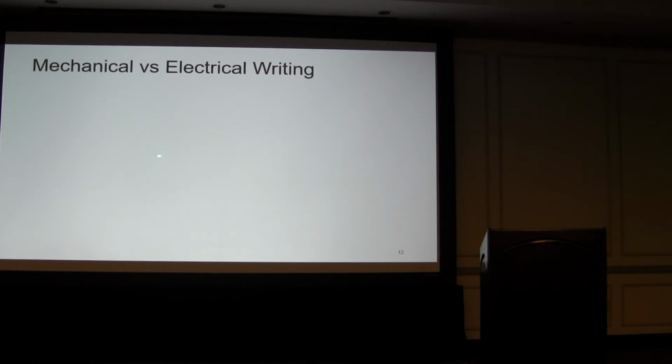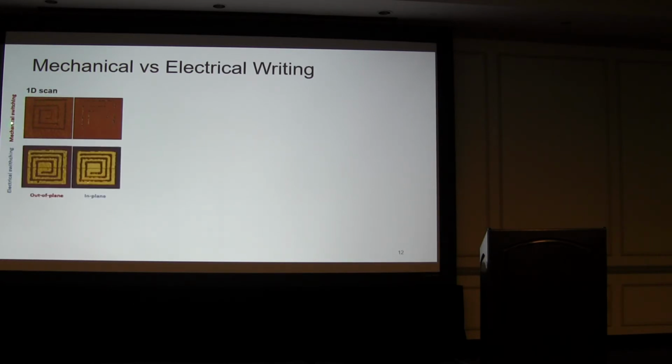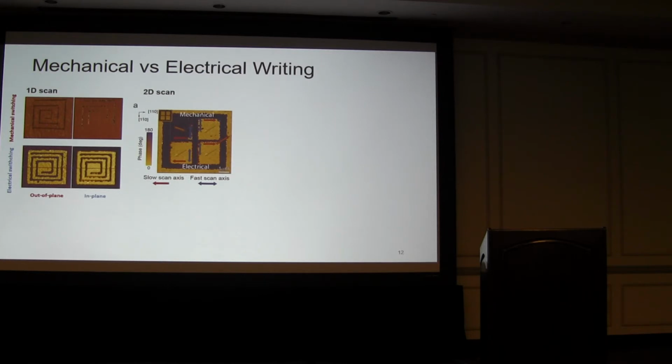And we further compare our mechanical writing of the domains with the conventional electric writing. Also, for the 1D scan, this one is for the mechanical switching case. I use the same figure from previous slides, and this is electrical switching. You can see that for electrical switching, both the out-of-plane and in-plane contrast have changed, no matter which direction the tip is scanning. And for the 2D scanning, we also compare the mechanical and the electrical.